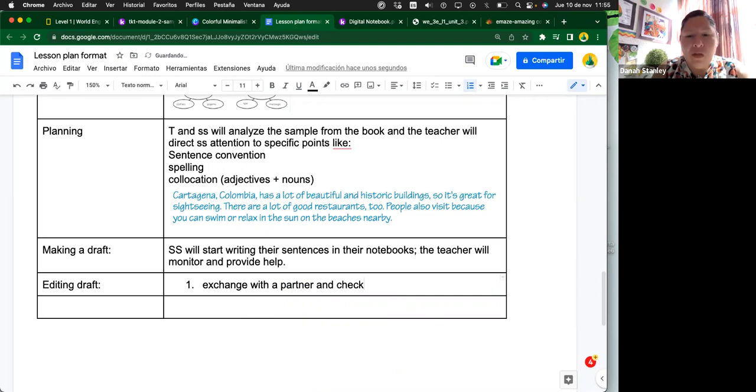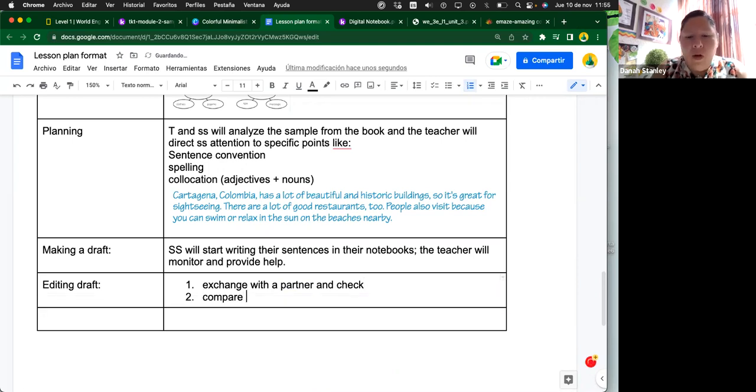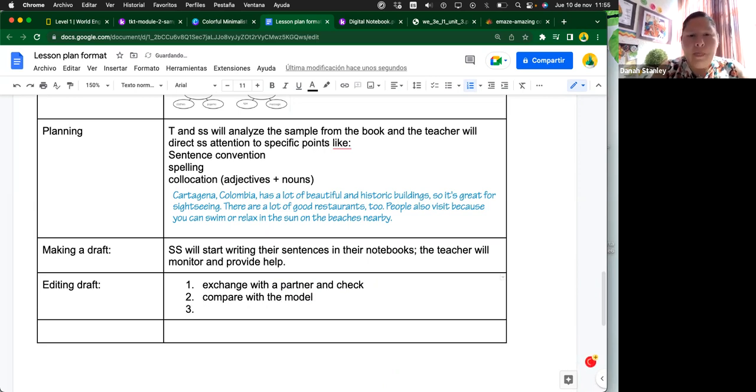Ajá, y ahorita les voy a dar un tip. Compare with the model. Reflect on the teacher's feedback, porque acuérdense que you were monitoring and you were making notes. A ver, chicos, remember that you this and this and that. A ver, check, that is part of the editing.